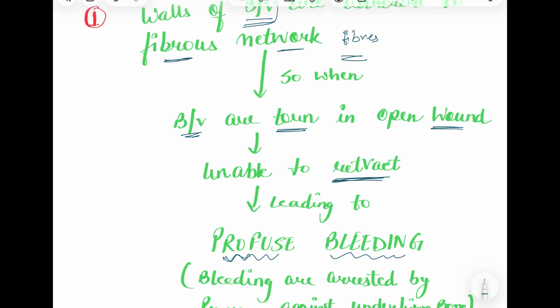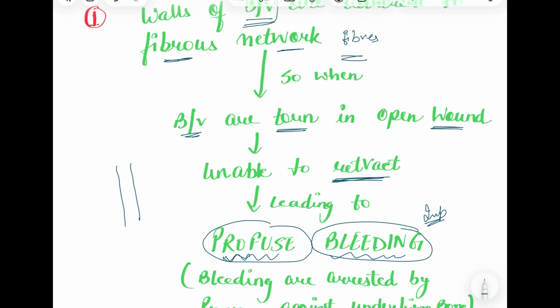So this is one of the very important questions that examiners love to ask: why is there profuse bleeding if there is an injury on the scalp? It is because the wall of the blood vessel is tightly adherent to this fiber. So whenever there is a cut, it does not retract back, leading to the profuse bleeding.